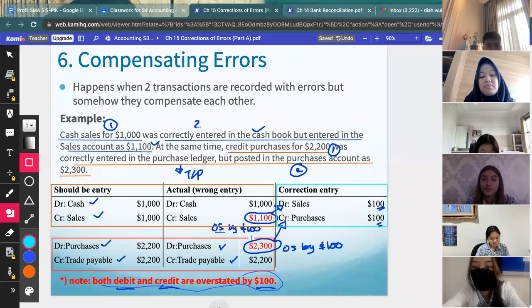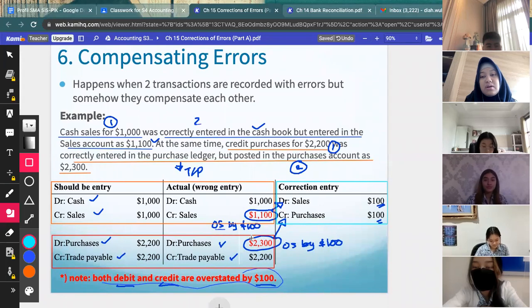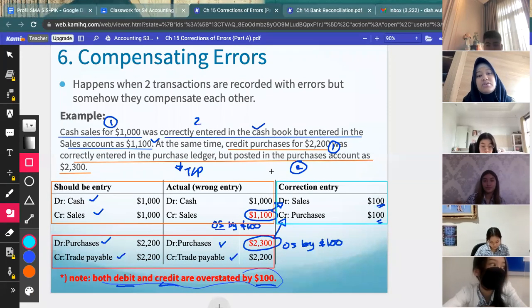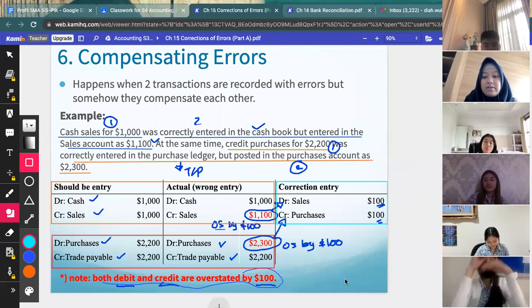That's part number 1. I'm not going to force you to study part number 2, which is errors affecting the trial balance, because I believe you're already overwhelmed with this. Okay, any question? I'm going to stop recording.